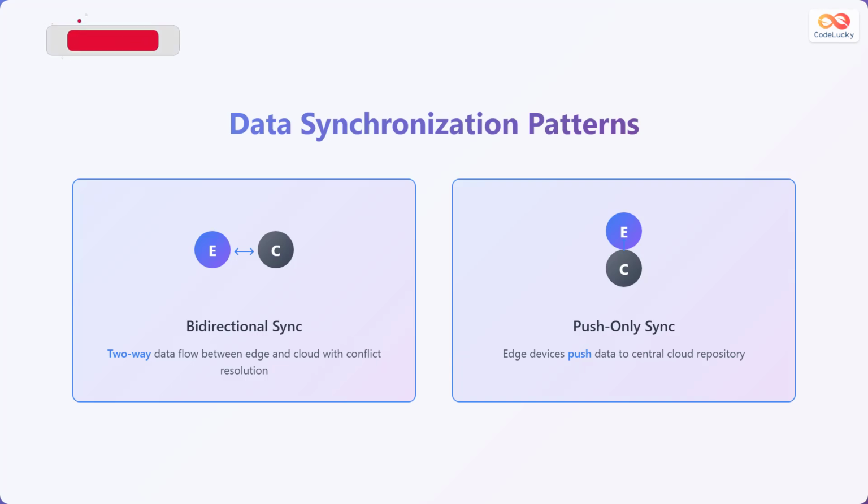Effective data synchronization is crucial in edge computing. Two common patterns are bidirectional synchronization and push-only synchronization. Bidirectional synchronization involves a two-way data flow between the edge and the cloud, with built-in conflict resolution mechanisms. Push-only synchronization involves edge devices pushing data to a central cloud repository.